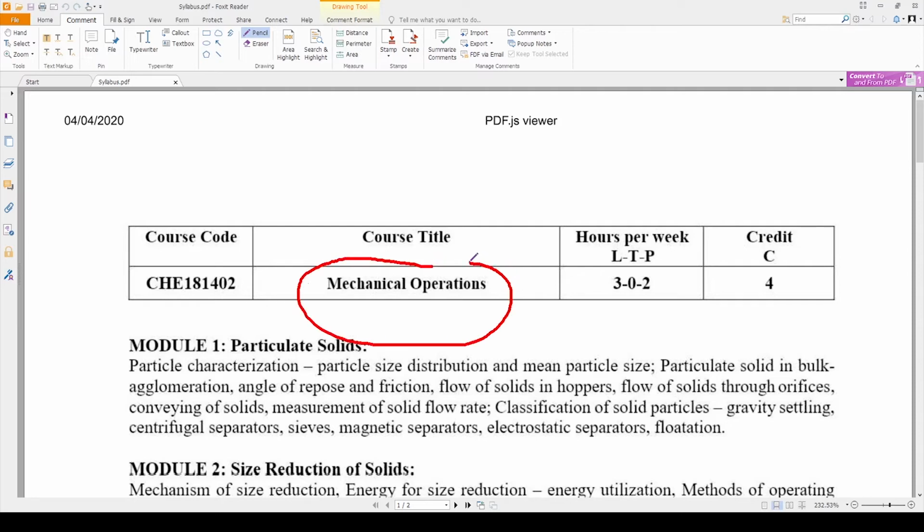Mainly, mechanical operations deal with the processes where there is no chemical reaction. Only the processes in which a starting material will undergo some transformation and will get the product. During this transformation, there is no change in the chemical structure, only change in the physical structures, like size change, shape change, volume change, like that. But in unit processes, there will be a change in the chemical structure as well. So we're not going into those things. In mechanical operations, we'll only study the processes in which only physical properties change.